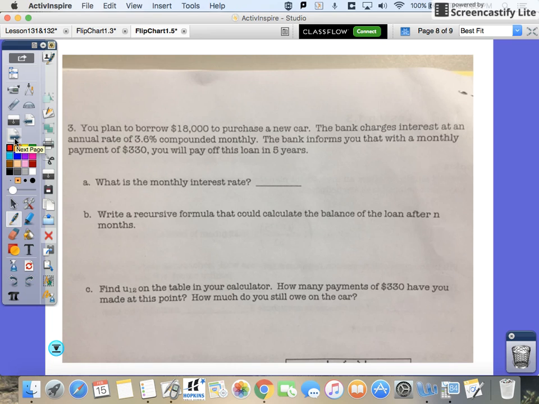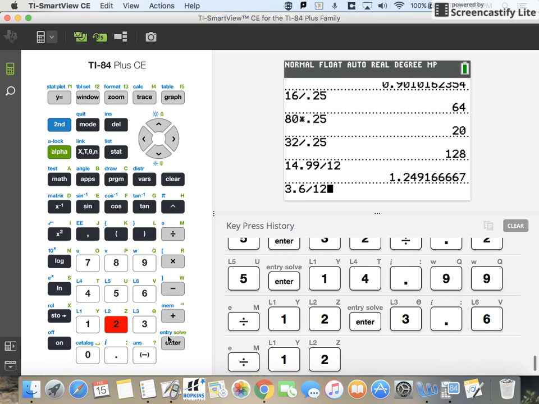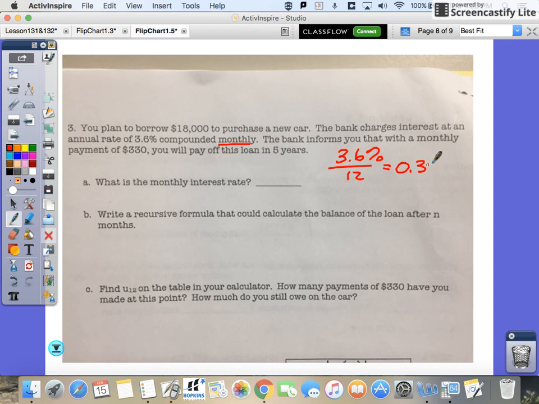You plan to borrow $18,000 to purchase a new car. The bank charges interest at an annual rate of 3.6% compounded monthly. The bank informs you that with a monthly payment of $330, you pay this loan off in 5 years. What's the monthly interest rate? Okay, we're going to take 3.6% divided by 12. It's going to be pretty small. 0.3%. That's a percentage. That's not the percentage as a decimal. So 0.3% is your monthly interest.